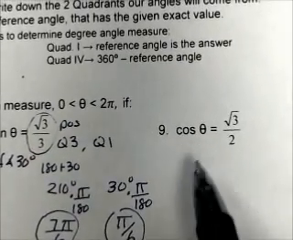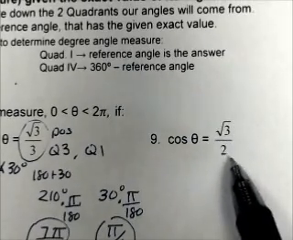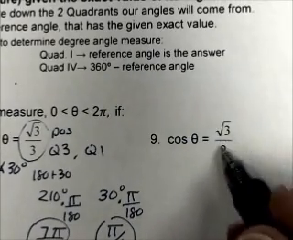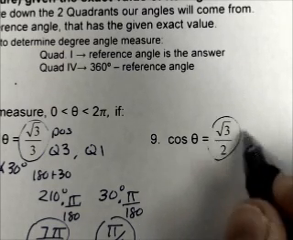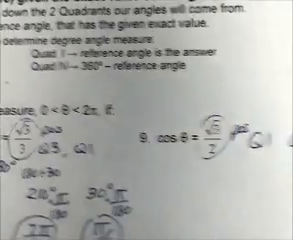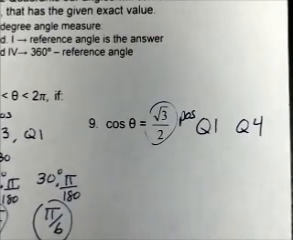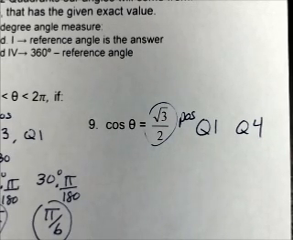Next, cosine of theta equals square root of 3/2. This is a positive value. Cosine is positive in quadrants 1 and 4, right? Quadrant 1 and quadrant 4. So now, what angle has a cosine value of square root of 3/2?